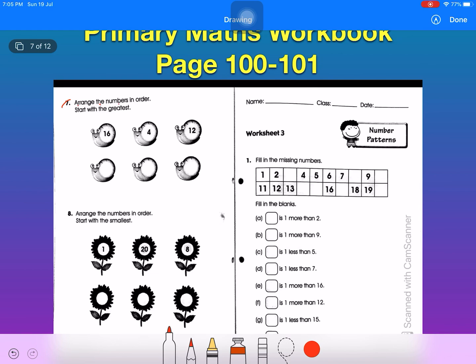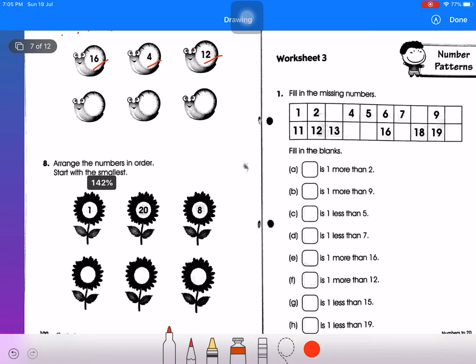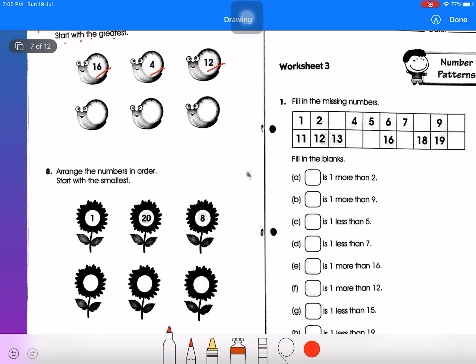Arrange the numbers in order. Start with the greatest. So the numbers given here, 16, 4, and 12. So we need to start with the greatest. Among the 3 numbers here, which one is the greatest? Biggest, that means, yes, 16 is the greatest, followed by 12, and then 4 is the smallest. Okay, let's move on. Seems very easy, right?